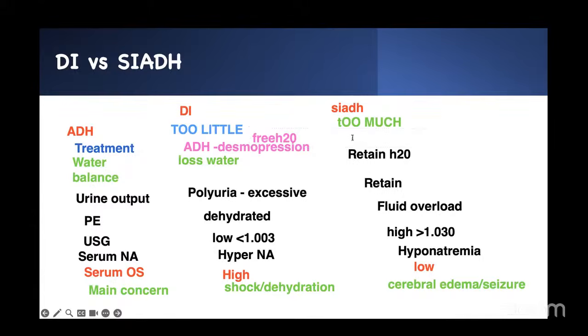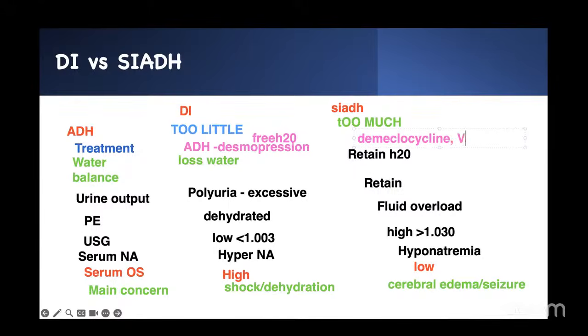For SIADH, well, they have too much ADH. Therefore, we don't need to give them ADH anymore. What are we going to do? We're going to block the ADH. So know this pharmacology. There is a medication for that. It's called demeclocycline. That's the medication you should know. This is very important. This is how you can block the ADH. There's another one.